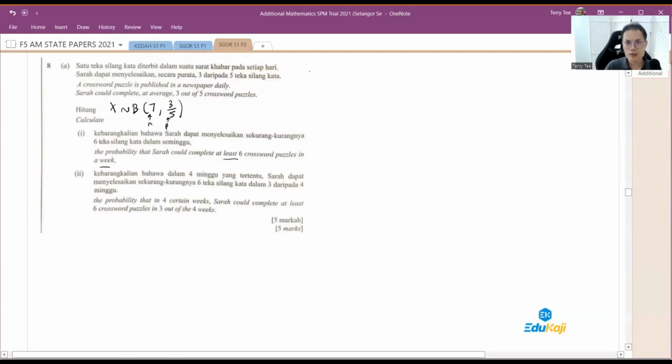So you want to find the probability that she completes at least 6. At least 6 means x is greater than or equal to 6. So we can do it this way. We can say it is either 6 or 7. So the probability that she completes 6 will be 7 choose 6. By the way, the formula for binomial is given by P(X = r) = nCr p^r q^(n - r). Well, my p is now 3 over 5. r in this case is 6.